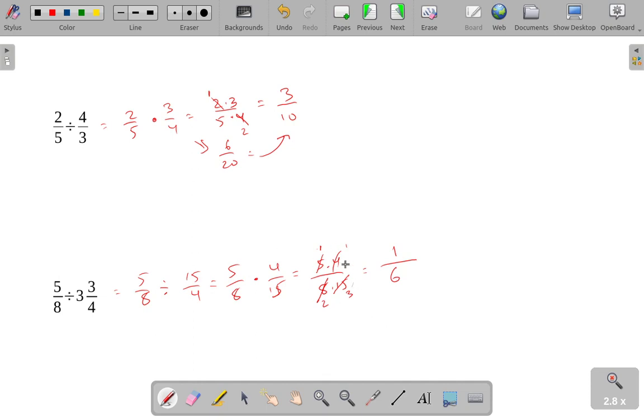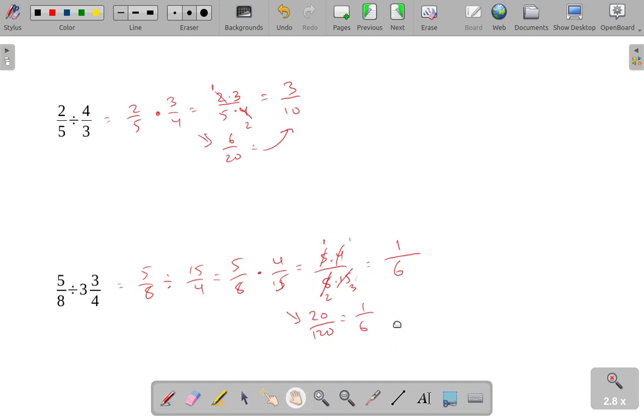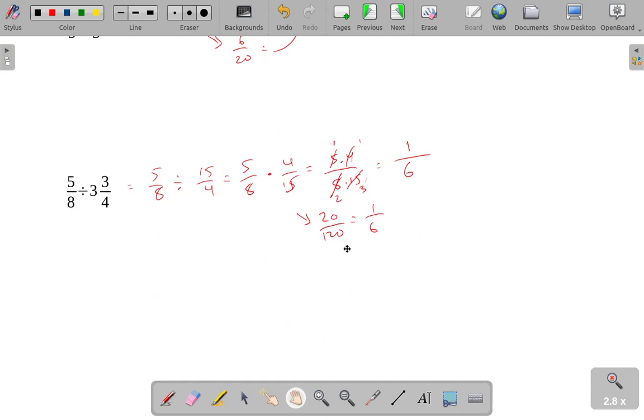If I hadn't done this sort of cancellation, let's look to see what would happen. I would end up with 20 over, well, 8 times 15 is 120. The numbers start to get a little bit bigger here. This one's actually not that bad, though, because 20 is a common factor here. And fairly easily, you can still see this reduces down to 1/6, because there's a common factor of 20 that can cancel.